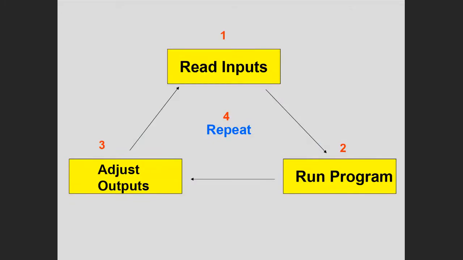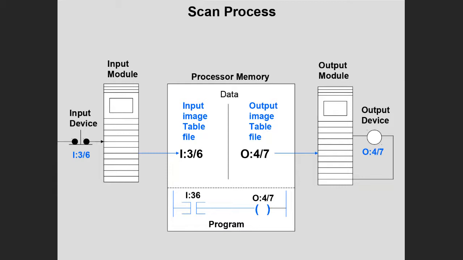You've got to remember the PLC works in a loop. So it's this scan process. It's going to read inputs, run the program, adjust outputs. Read inputs, run program, adjust outputs. So it goes around this loop continuously until you turn the machine off. So here we go. Here's the scan process.